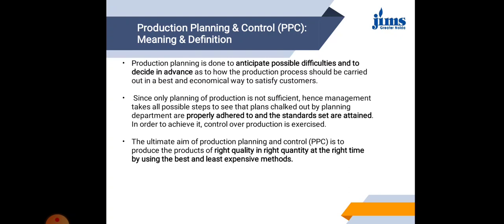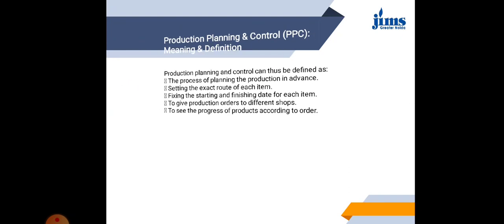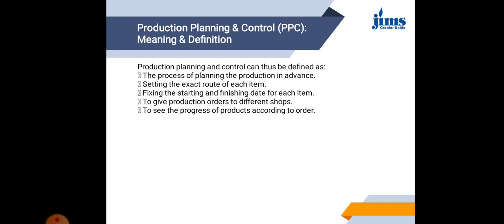The ultimate aim, therefore, of production planning and control is to produce the products of right quality in right quantity at the right time by using the best and the least expensive methods so that every plant works in an economical way. In a nutshell, production planning and control therefore includes the process of planning the production in advance, setting the exact route of each item, fixing the starting and finishing date for each item, giving production orders to different shops to see the progress of products according to the order.